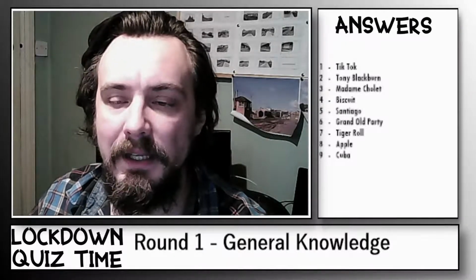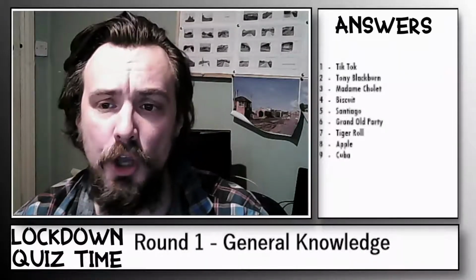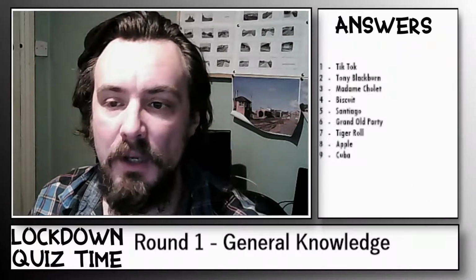And finally, in round number 1, general knowledge, question number 10 was: the 6 main stars of Friends appeared in all 236 episodes. Who is the next most regular character to appear in the show? It was Gunter. I think he appeared in 156 episodes.